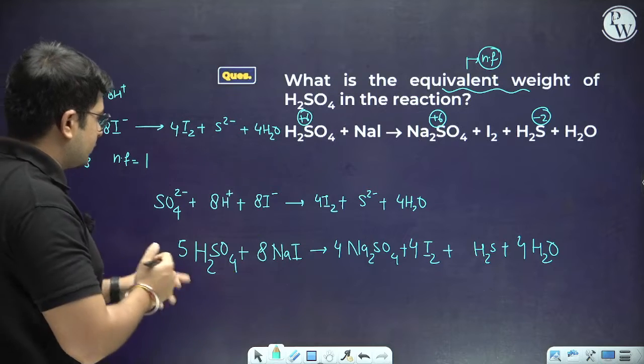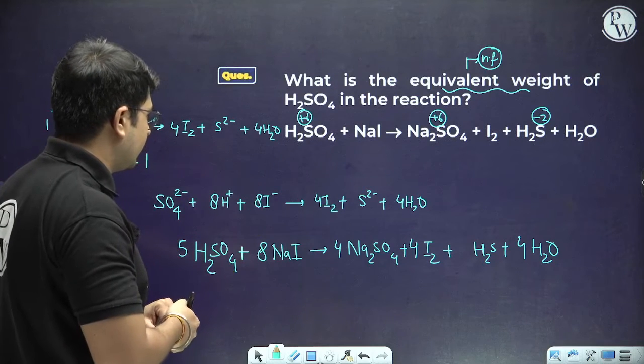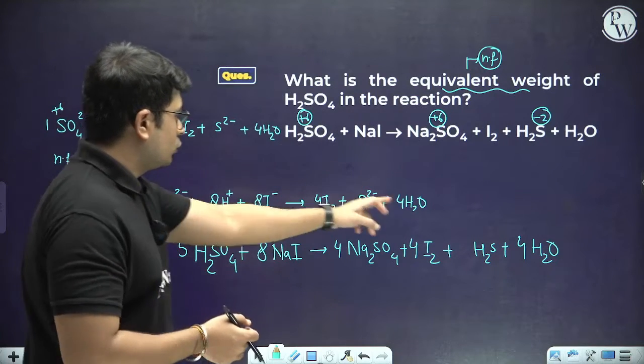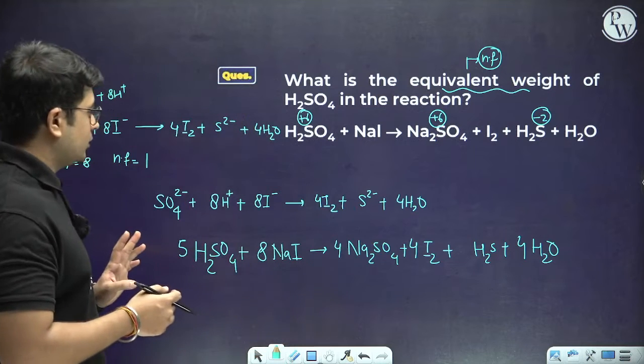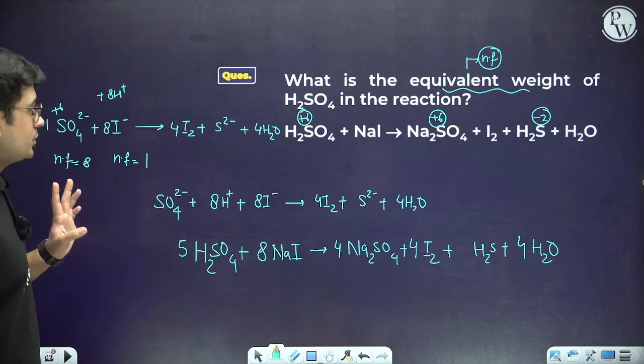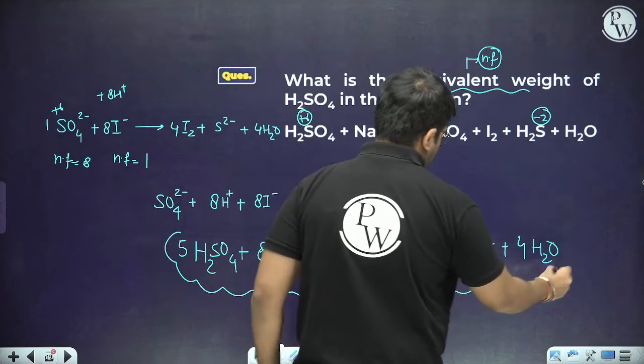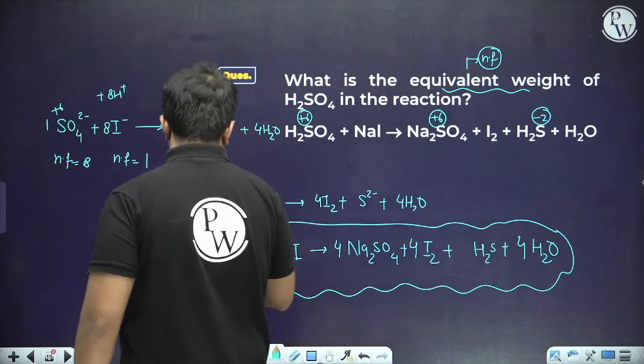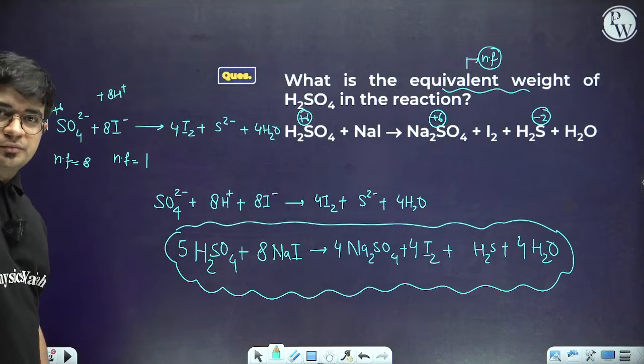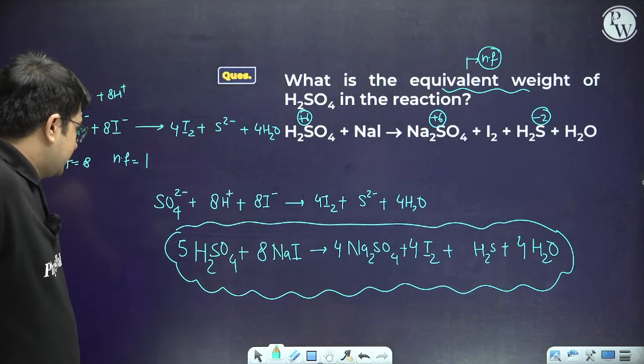Now in this case 5 2s are 10, only 10 hydrogens are there. 4 2s are 8 and 2, 10 hydrogens are there. So this equation is a balanced equation with respect to the original equation. Now you can see, I guess everything is balanced.